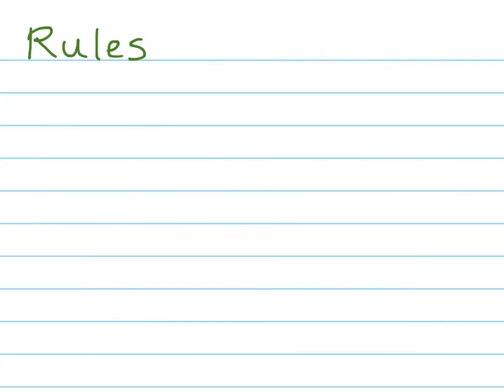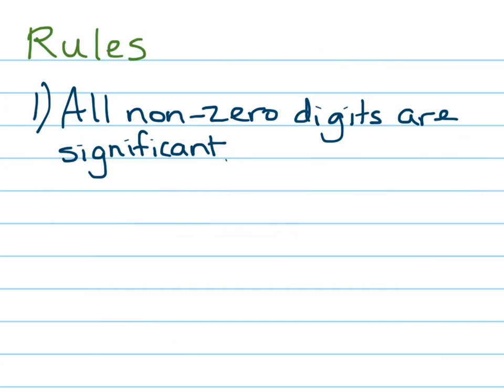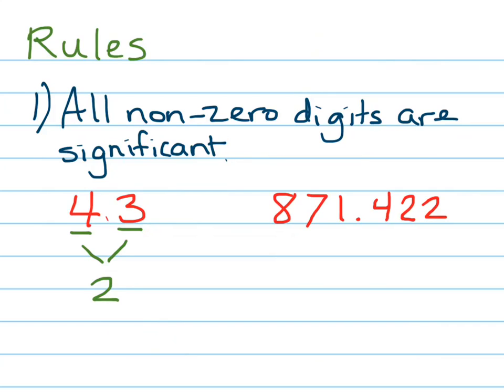There are rules for determining how many significant figures you have in a given value. The first rule is that all non-zero digits are significant. So for example, if I have the number 4.3, the 4 is a non-zero digit. The 3 is a non-zero digit. So I know both of those are significant, so 4.3 has two significant figures. In this next example, 871.422, all of those numbers are non-zero. It means there are no zeros in this number. So each one of these digits is significant. If I count those up, I have 6 significant figures.